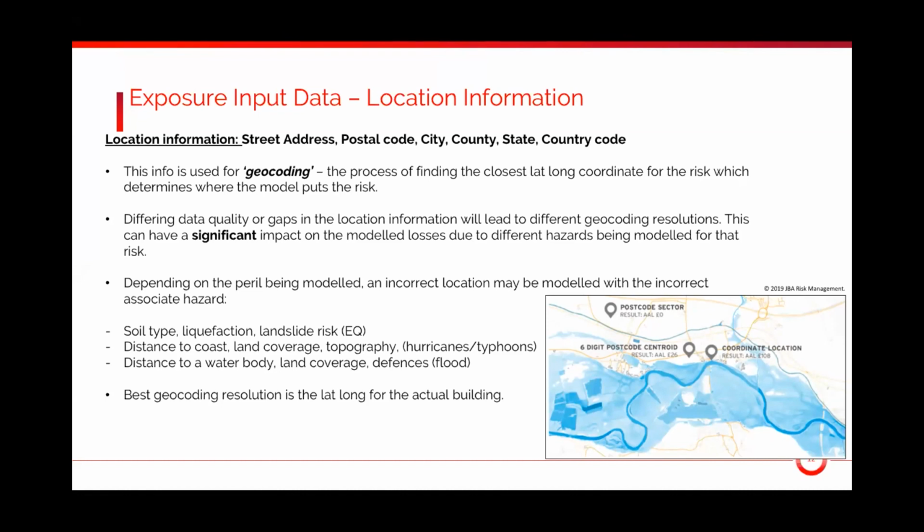The next closest has used the 6-digit postcode centroid, so that's gone a bit more detailed and used the whole of the postcode in the UK, and we are getting closer to the hazard, and that's resulted in a slightly higher modelled loss. And the one closest to the river is actually the coordinate location. So for this example, it's the correct pinpointed risk that we are modelling, and as you can see, it's right on the river, and it's resulted in a higher modelled loss. So just a basic example to highlight how important address information is in your exposure data.